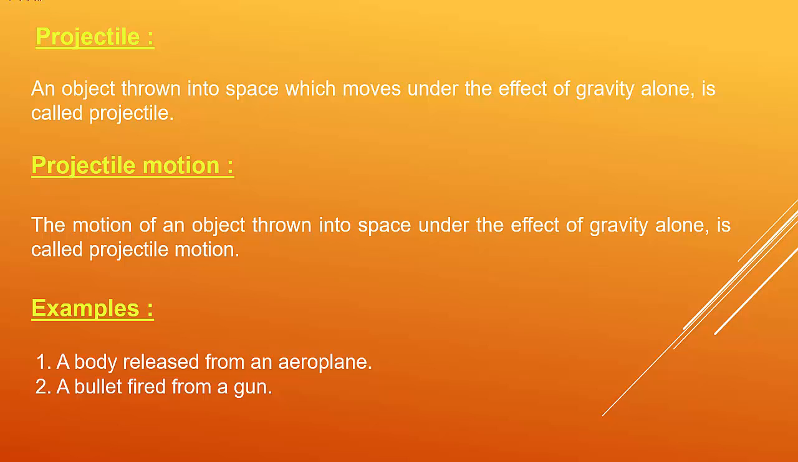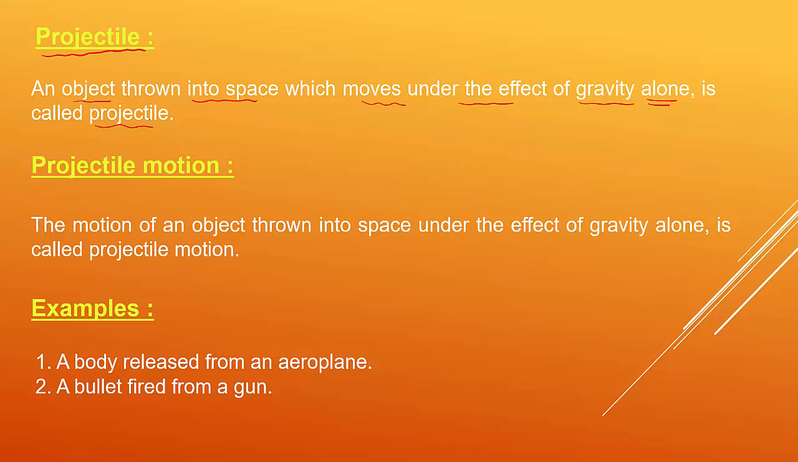The first point is about projectile. What is a projectile? A projectile is an object thrown into space, and this object moves under the effect of gravity alone. For example, when I throw a ball, that ball moves in the space and will again come to the ground because of gravitational force. It is moving in a vertically downward direction under the effect of gravity alone. There is no force other than gravitational force.